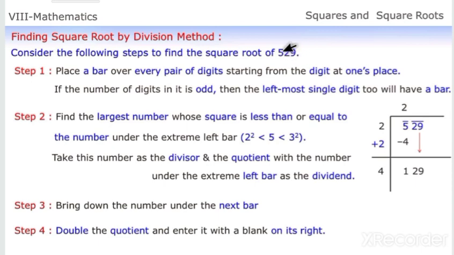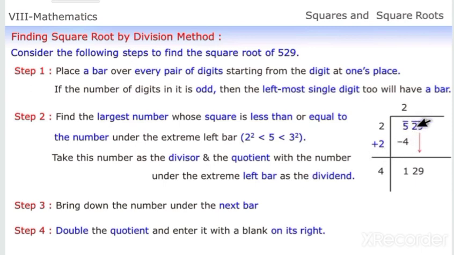So here is the given number 529, and we have to find its square root. These are the steps you have to follow, but I will explain them directly. Initially you put the given number 529 and place a bar over the pairs of digits, from right to left starting from the units place. If in the leftmost position you are left with a single digit, you put a bar over that single digit.